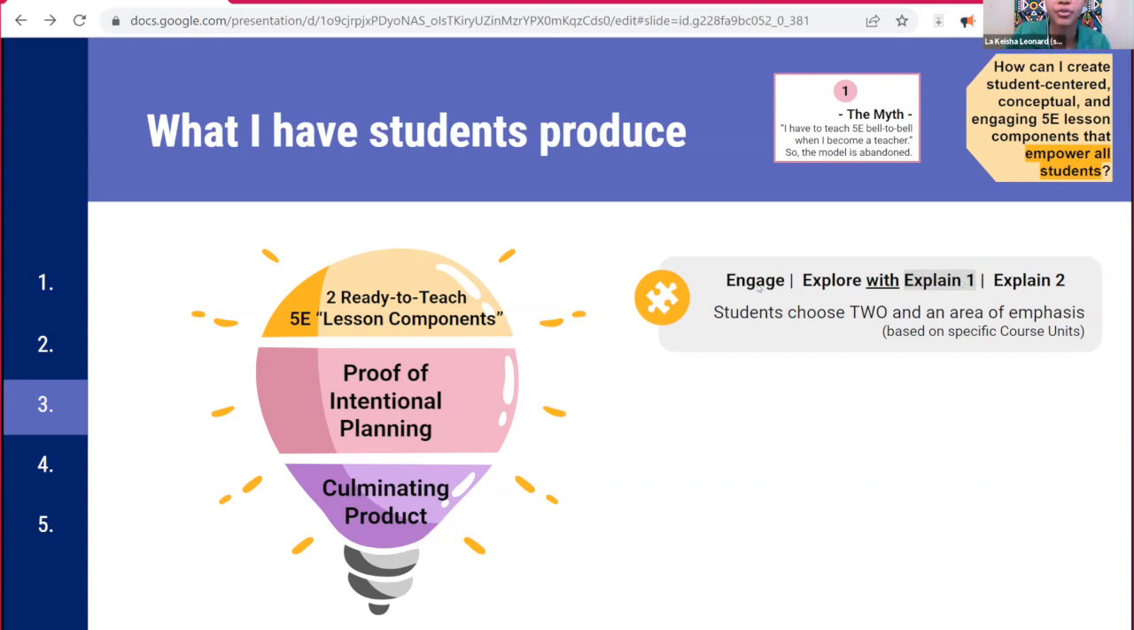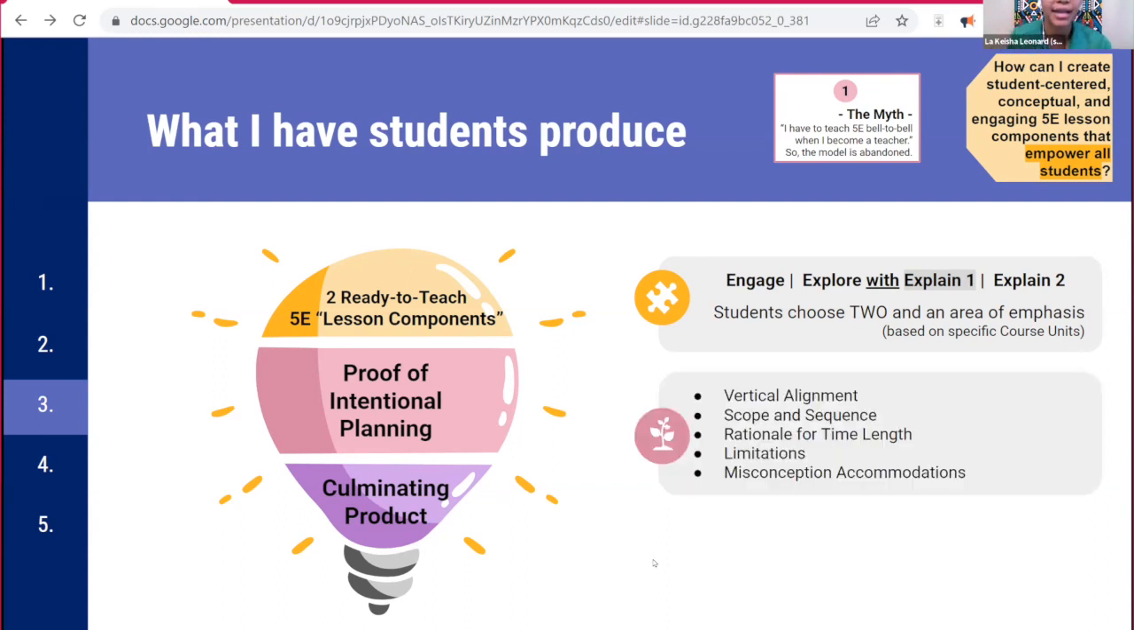So they choose between making an engage, making an explore with an explain 1, or making an explain 2. And with each of these, there's an area of emphasis that goes with one of the course units. Okay. So also with this, they need to produce proof of intentional planning. And that really is in the template that I use for them to put their lesson component ideas on there. So vertical alignment, it's great that you know how to teach this topic, but do you know where it fits in the grand scheme?